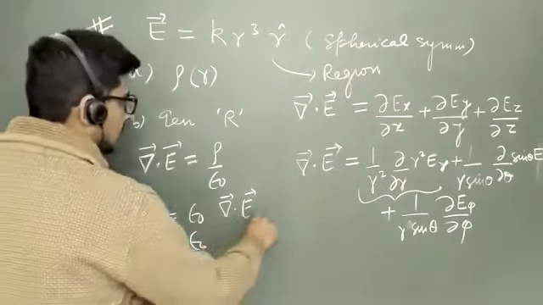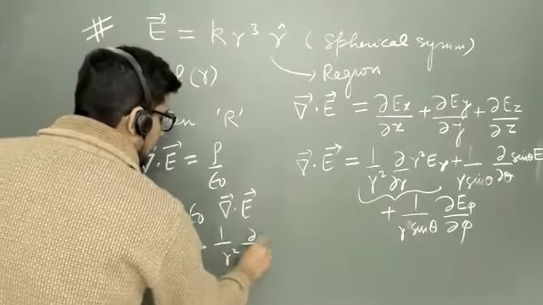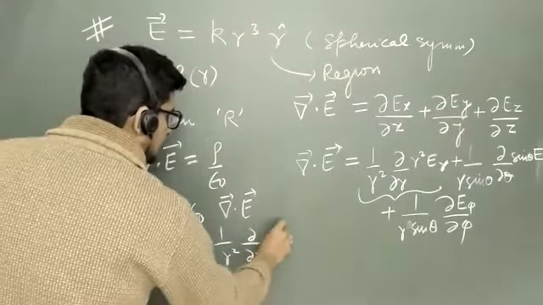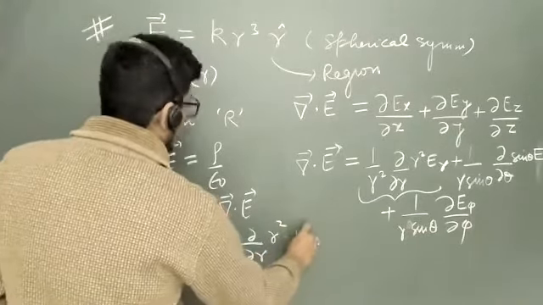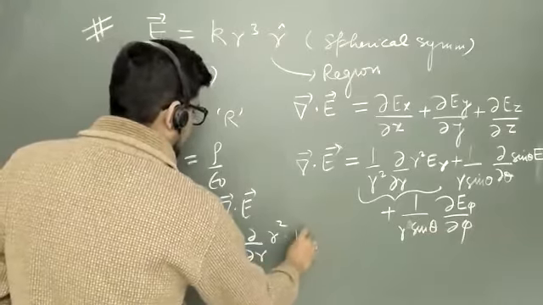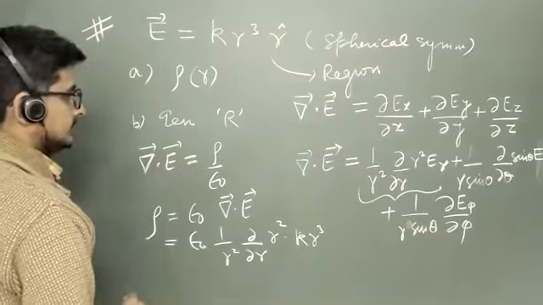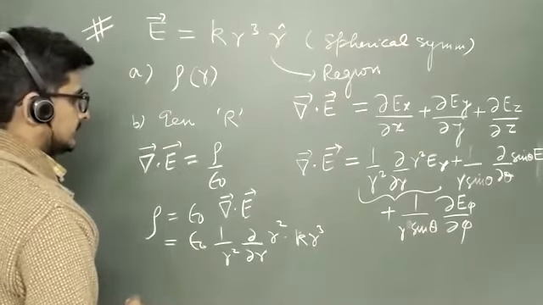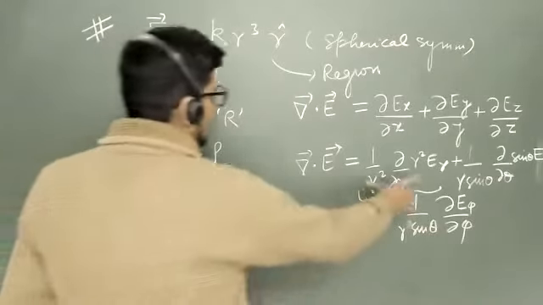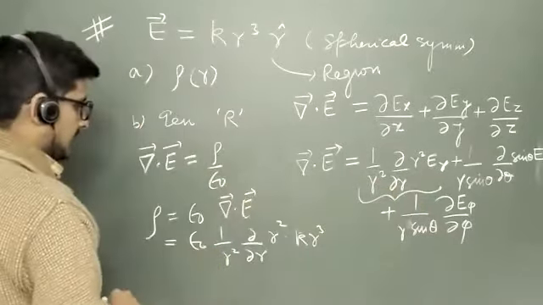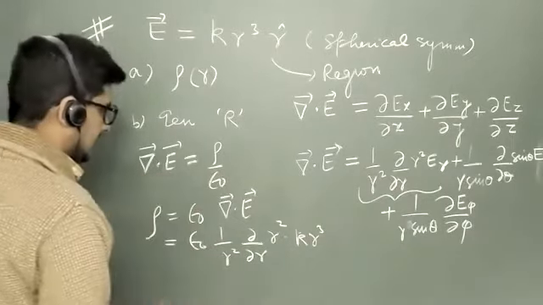So it will become epsilon naught. What will be del dot E? 1 by R square, del by del R of R square E_R. What is E_R? K R cube. Only this much, because this is only the R cap component, only this component is there. Other components have gone to 0. And obviously this is a scalar quantity. It is a dot product, so the result is scalar.